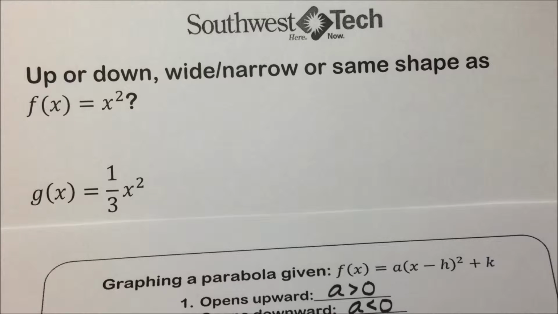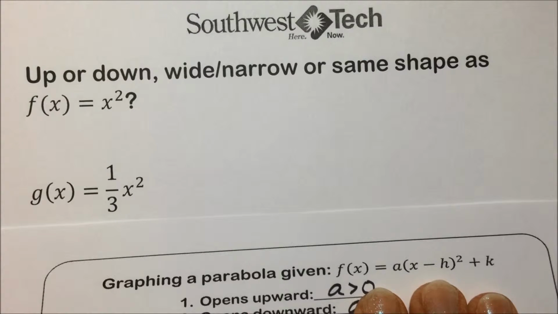To answer this question, we're going to compare it to our given standard form, which indicates some components that will answer the question. We'll look at a, the leading coefficient, to tell us whether it opens upward or downward. It opens upward if a is positive, downward if it's negative. We'll be able to tell the vertex from the h and the k, the axis of symmetry, and as far as wide or narrow, that has bearing on the value of a.